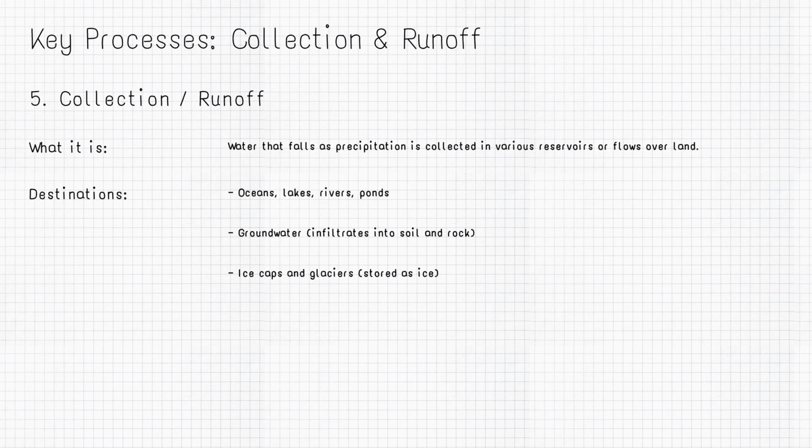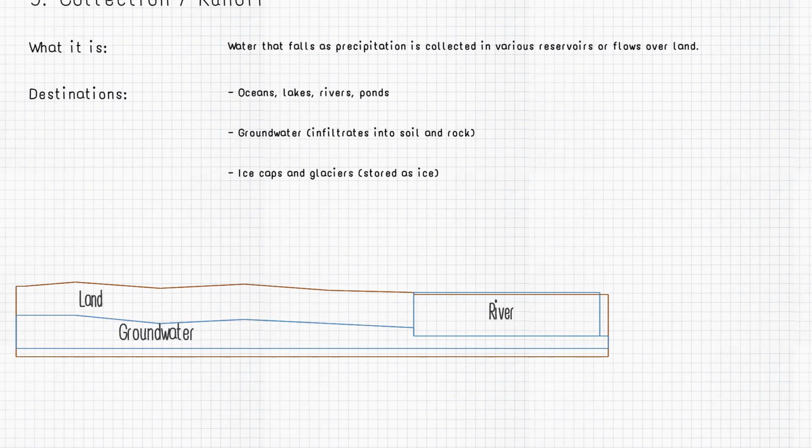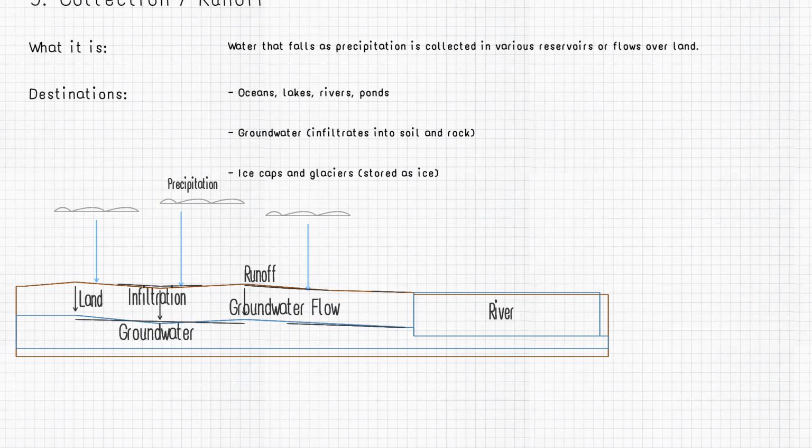Some water infiltrates into the soil and rock to become groundwater, while other water is stored for long periods in ice caps and glaciers. Groundwater is a vital part of the water cycle, stored beneath the Earth's surface, and often accessed through wells. This diagram illustrates the journey of water on and beneath the Earth's surface, starting with the land, river, and groundwater layers. The process begins with precipitation, as water falls from clouds onto the land. Once on the surface, water can flow as runoff into rivers or seep into the ground through infiltration to become groundwater, which then flows beneath the surface.